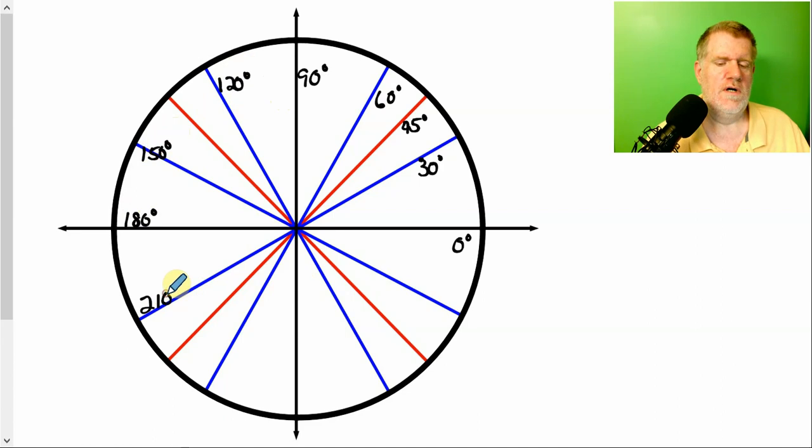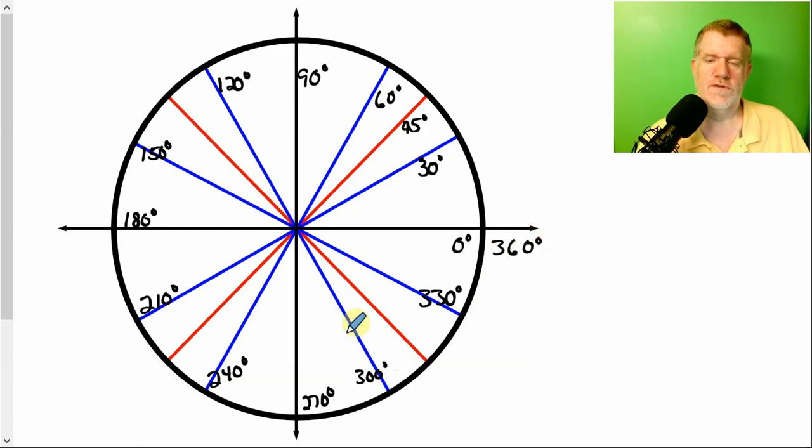30 more. 30 more. That's supposed to be 240. The writing is so tiny you couldn't even see it. There we go, 240. 30 more. 30 more. 30 more. If you get 30 more, you get 360. Wasn't 360 one full revolution of the circle? So you're back to where you started from.